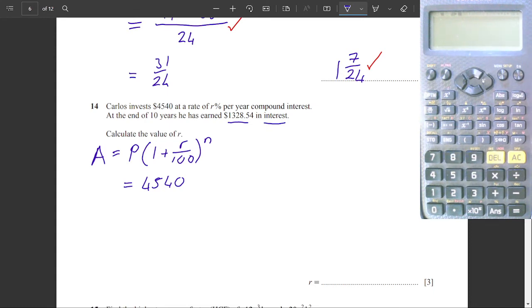So to get the total amount that he ends up with, we need to add the money he put in the bank and the interest the bank has given him. That will give us the total amount. Okay. So that means after 10 years, he actually got 5,868.54. Now that makes sense, because you want to put money in the bank and want it to grow.